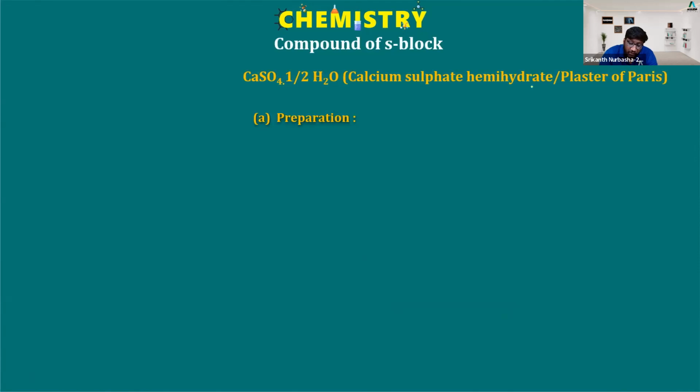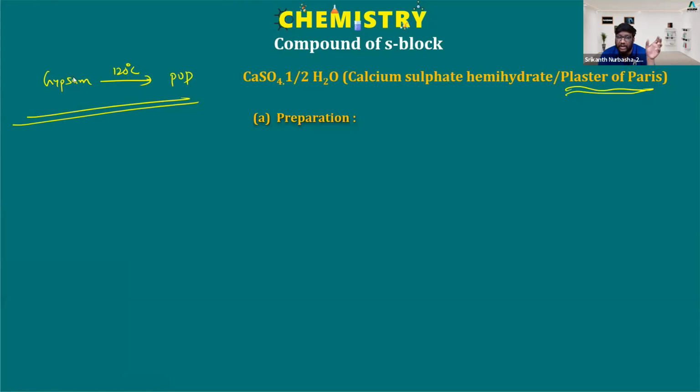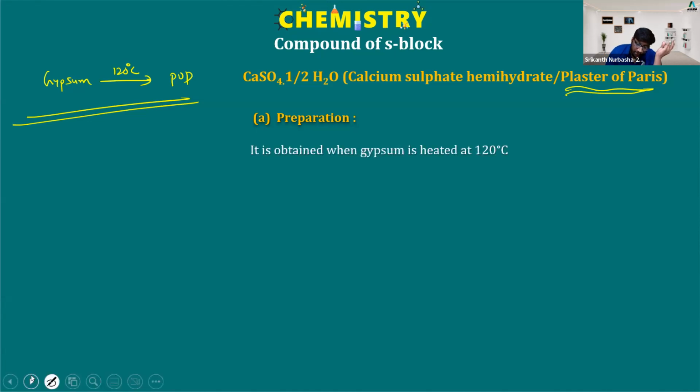CaSO4.½H2O, calcium sulfate hemihydrate or plaster of Paris. How is this obtained, students? When you heat gypsum up to 120 degrees Celsius, you get POP, plaster of Paris. That means in gypsum, if you take 2 moles, 2 CaSO4.2H2O, out of 4 H2O, 3 H2O have been removed and we are left with only 1 H2O. So it is obtained when gypsum is heated at 120 degrees Celsius.